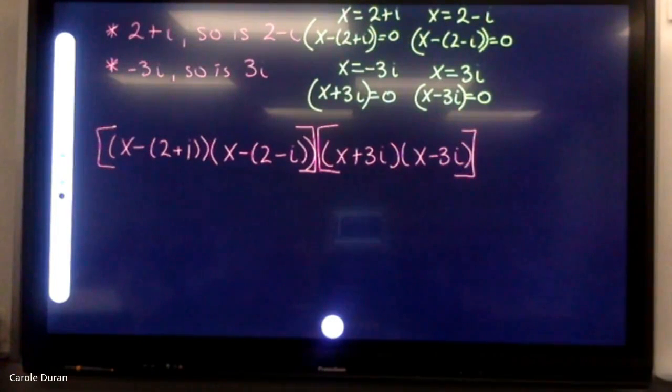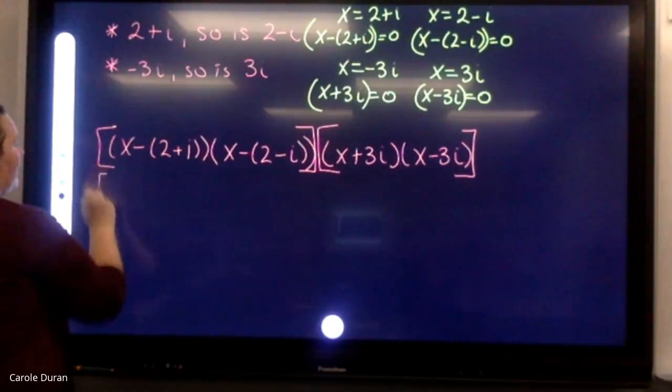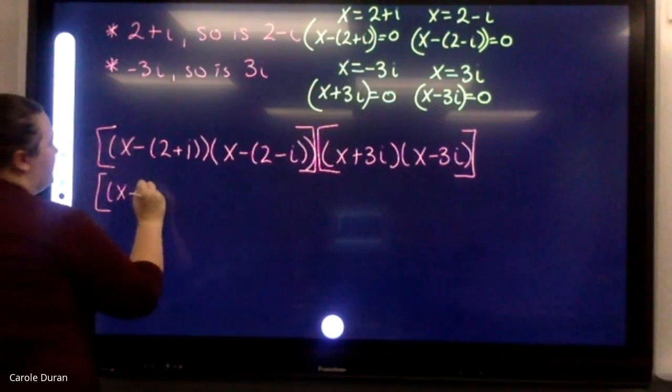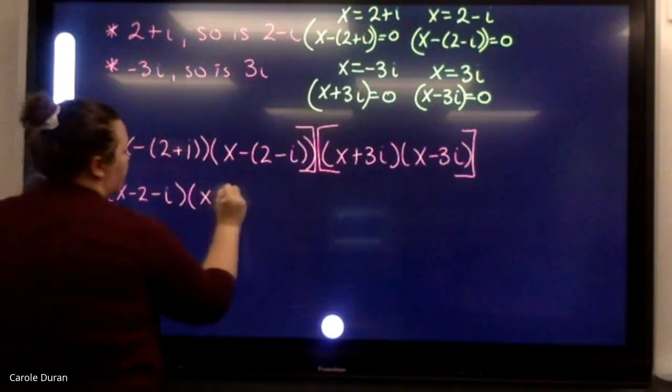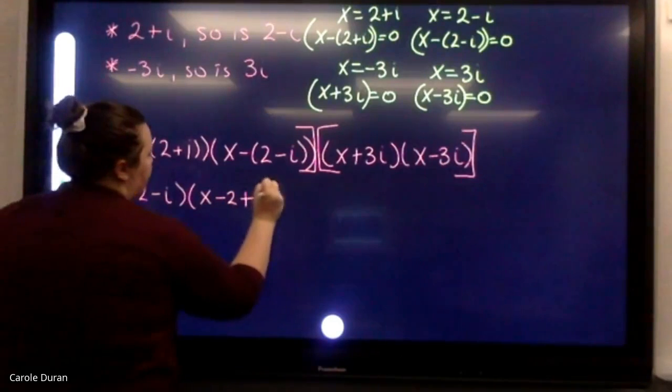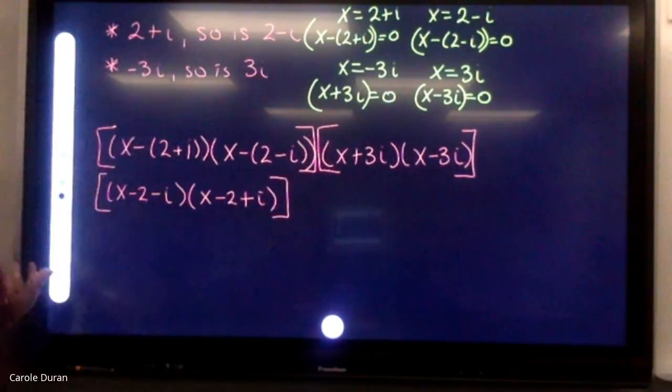Why didn't you distribute the first? We're going to in a second. I just like to keep it here so you see the connection, and then we'll distribute the negative. So this is the same as having x minus 2 minus i times x minus 2 plus i on the left-hand side, which means I can go ahead and just FOIL this out.